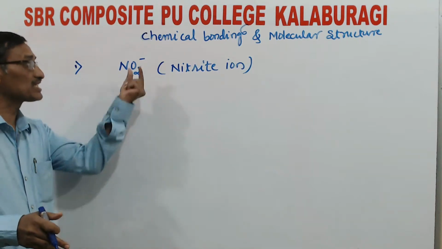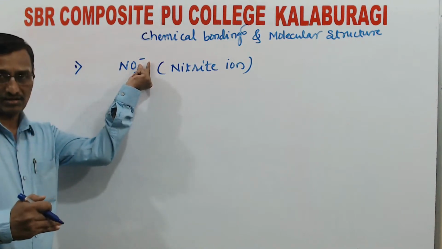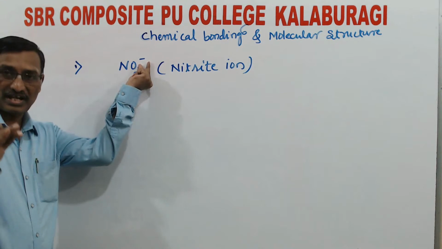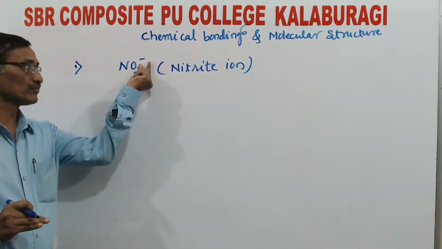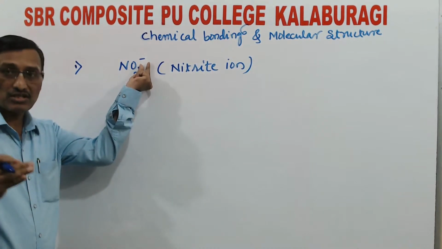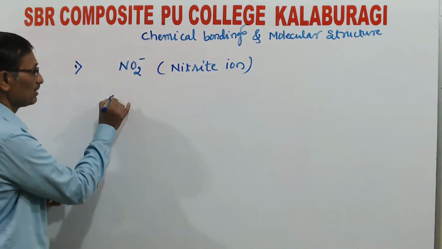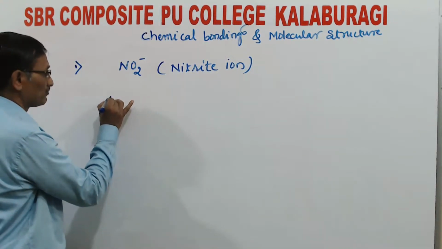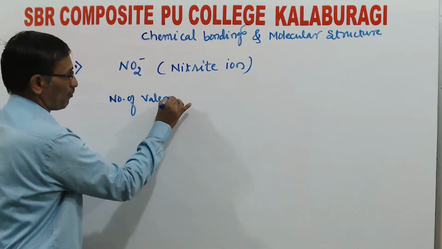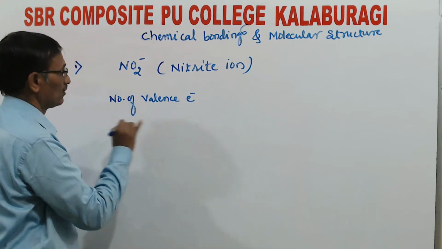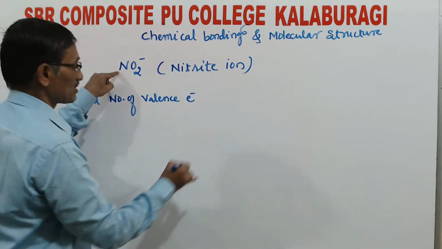After that, you have to see the charge. If it is a negative charge, you have to add. That negative charge is to be treated as an electron. That one you have to remember, an electron. Suppose if it is a positive charge, you have to subtract. Now I will take the total number of valence electrons.